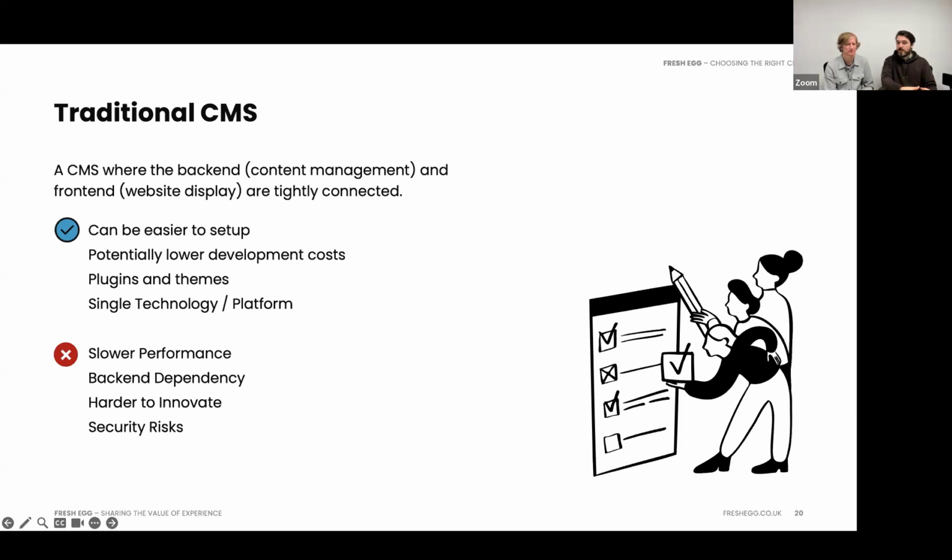Typically, we see it may be harder to innovate. So when we talk about headless, you'll see there's a little bit more flexibility in the tools and technology you can use because they're kind of separate systems.